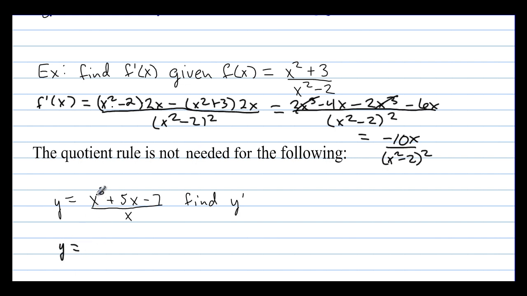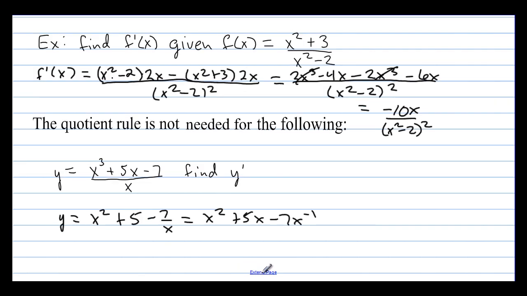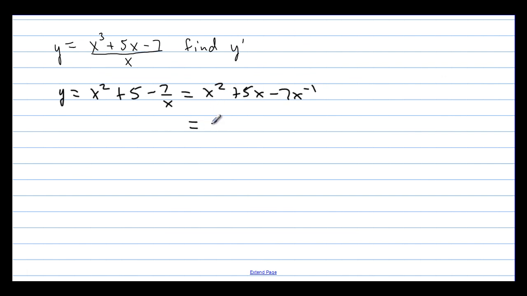We can make this into common denominators. We can have x to the third over x. That's x squared. We can have 5x over x plus 5x over x. The x's cancel and we have plus 5. And then minus 7 over x, which is equal to x squared plus 5x minus 7x to the negative first power. And then we can just use the power rule. So we have 2x plus 5 plus 7x to the negative 2, because remember you're going to subtract 1 from this power. So finally we have 2x plus 5 plus 7 over x squared.